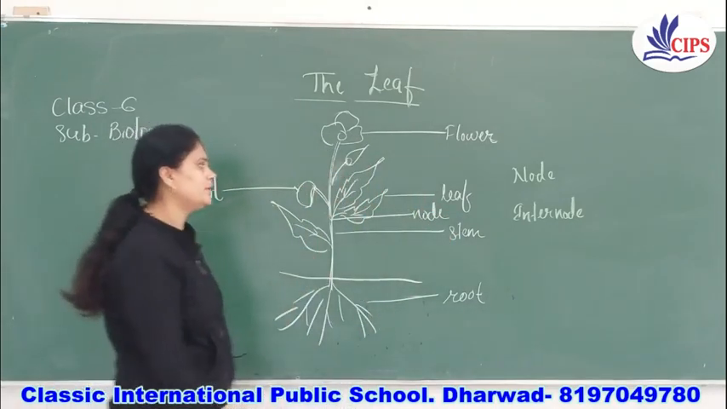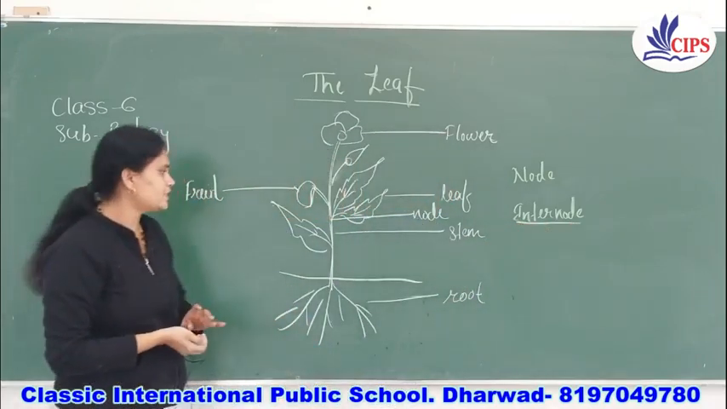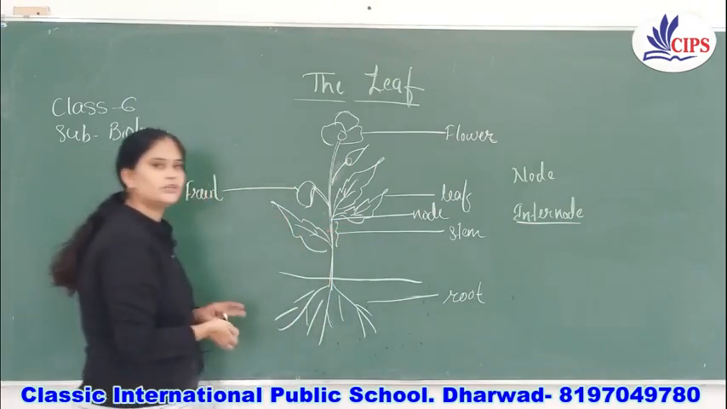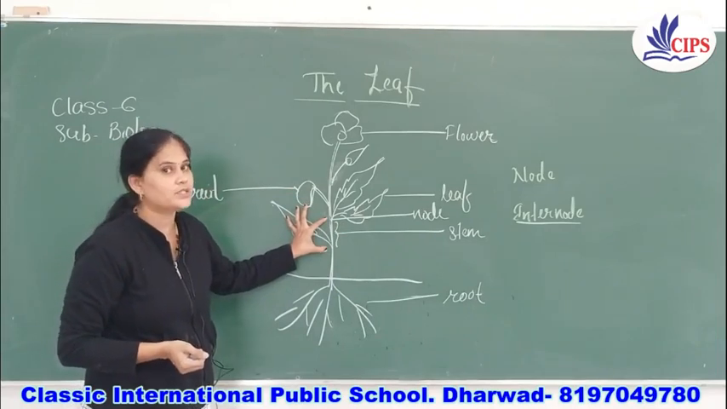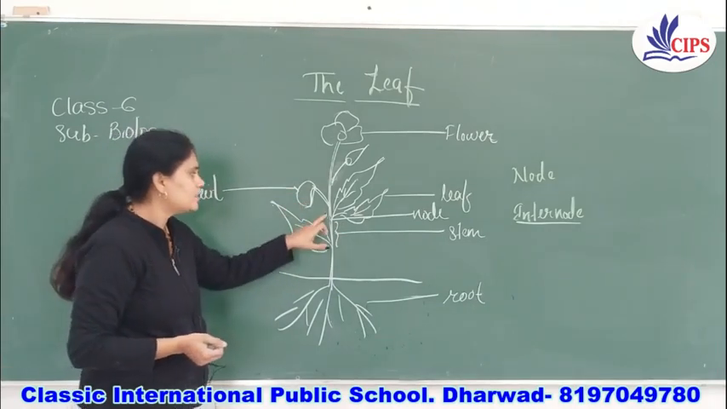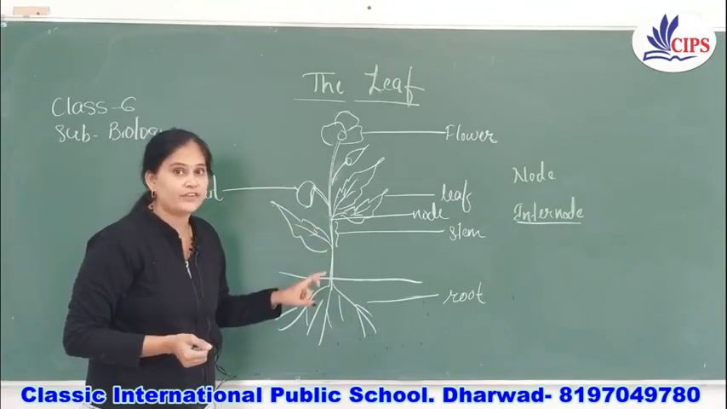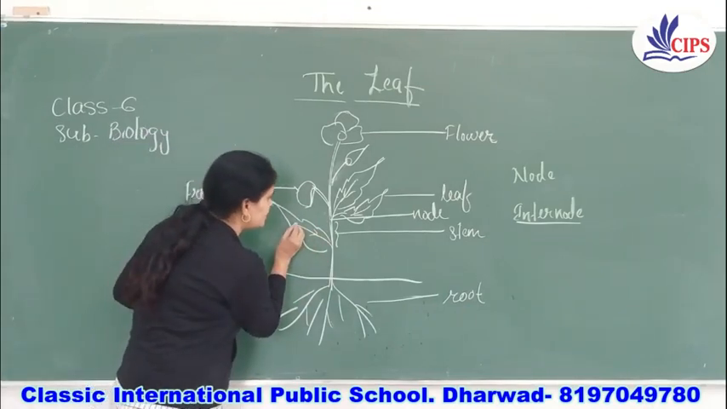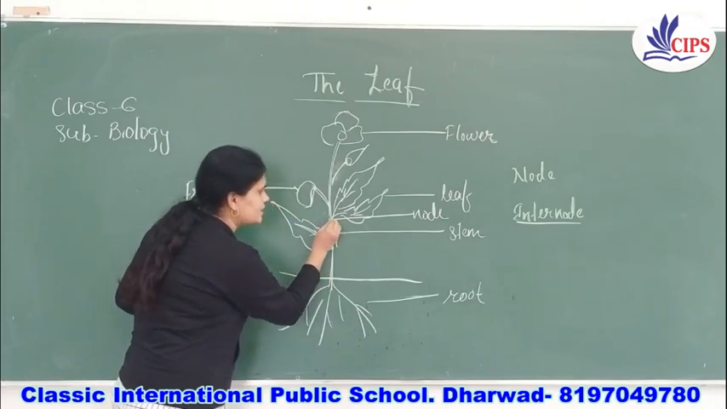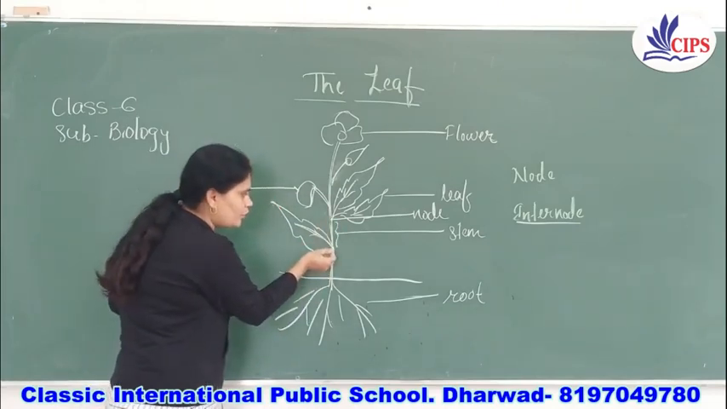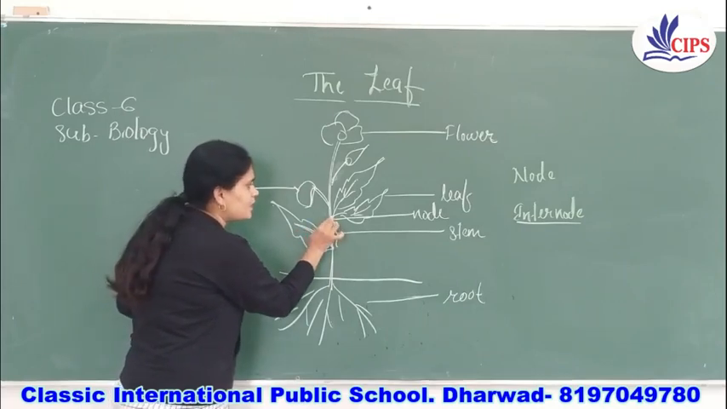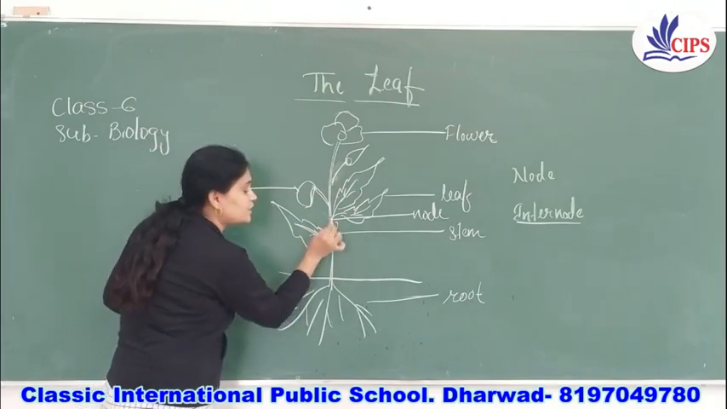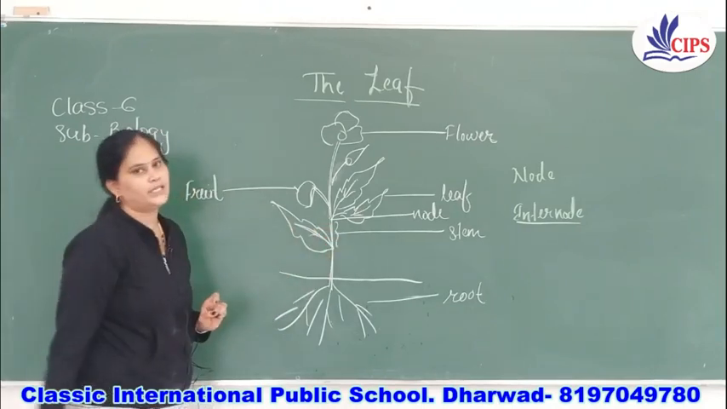What do you mean by internode? Internode is the space between two successive nodes. Here, see, this is one leaf. This is one node and this is another node. This is the node from which the leaf is emerging and this is another node from which the leaf is emerging. The distance or space between these two successive nodes is called internode.